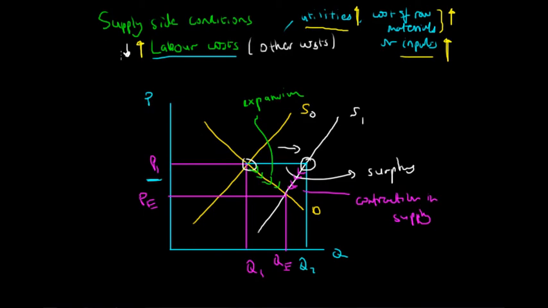And so this sums up basically how changes in labor costs or other utility costs or costs of raw materials or even inputs can affect the supply curve. So as you can see, if costs go up, the supply curve will shift to the left, and if costs go down, the supply curve will shift to the right. And this will result in a new equilibrium price and a new equilibrium quantity demanded.